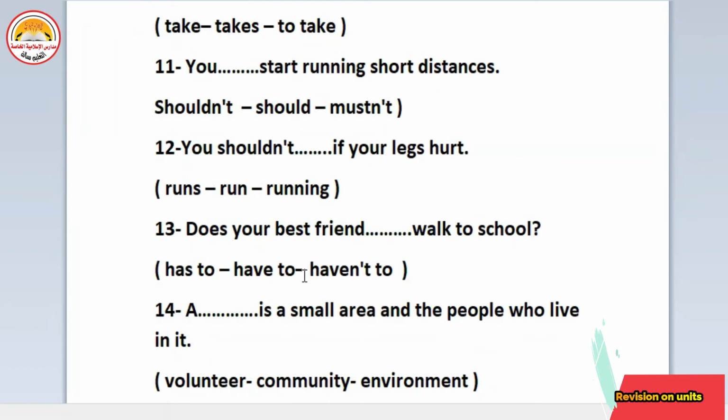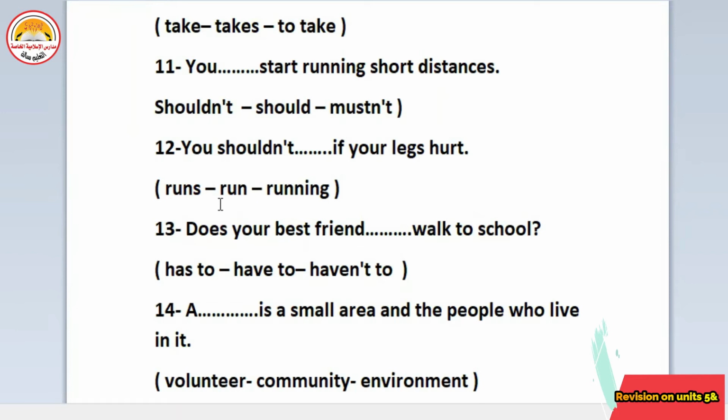Okay. Number 12 here, Yusuf. Yeah. You shouldn't not if your legs hurt. You shouldn't run. Okay. Why here you said run, Yusuf? Because after should or shouldn't comes the infinitive. Yeah, because after should or shouldn't this form, the infinitive. So here: you shouldn't run if your legs hurt.